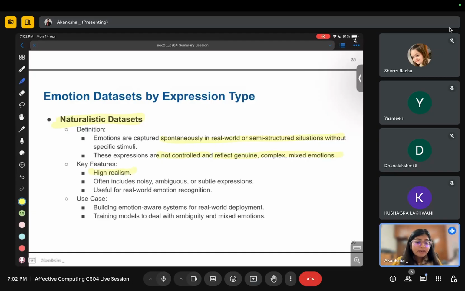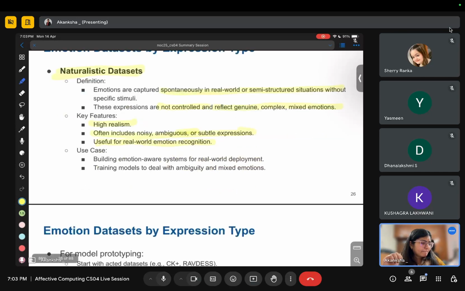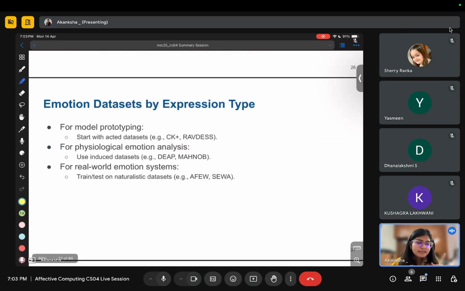The realism is very very high, but it is noisy. The data set is very noisy and ambiguous, you don't even know what the person is feeling, so true labels are difficult to obtain. And also with subtle expressions, you don't know the intent or what the context was. Let's say the person was smiling, but it was sarcastic, so it was not happiness, it was sarcasm, and you don't know the context. But of course real data will lead to more realistic systems, so it is for real world emotion recognition.